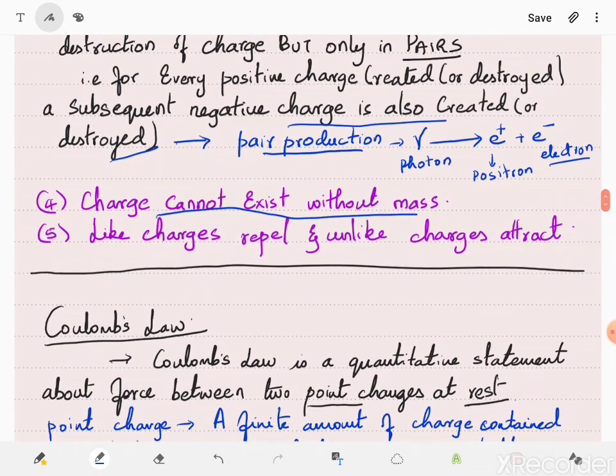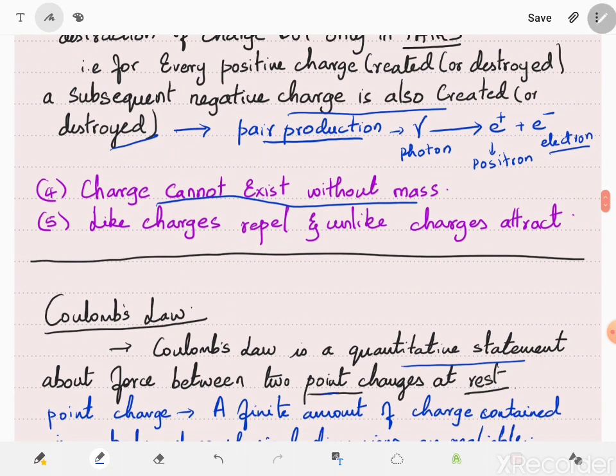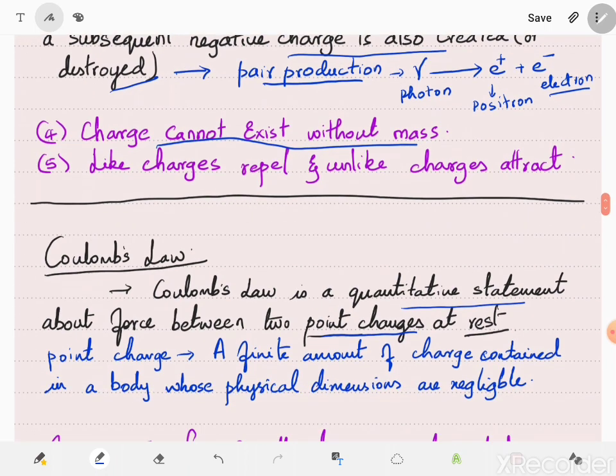Now moving on, the next concept is about Coulomb's law. What is Coulomb's law? Coulomb's law is basically a quantitative statement about force of interaction between two point charges at rest. Now take a look at this word, point charge. The point charge is a finite amount of charge contained in a body whose physical dimensions are negligible. It is as if you're packing a charge into a substance whose volume or physical dimensions are not so important. It's just like a point that you deal with in geometry.